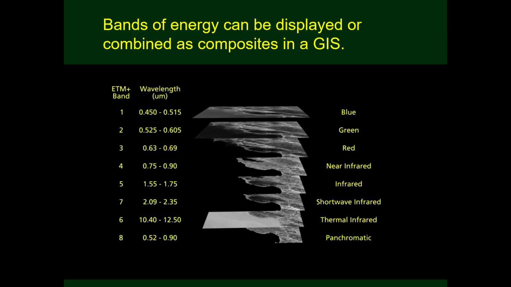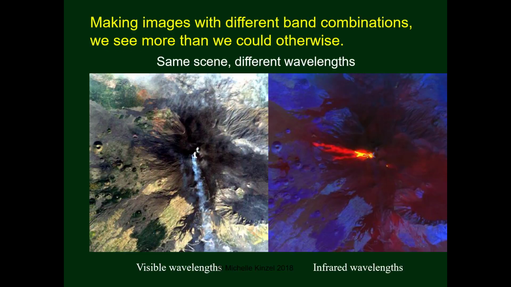In this example, band 1 is blue, and it was collected between 0.450 and 0.515 micrometers. If we jump all the way down to the bottom, band 8 is a panchromatic band, and it was collected between 0.52 and 0.90. We also have green, red, near infrared, shortwave infrared, and thermal infrared. So we can make images with different band combinations, and we can see more than we could otherwise.